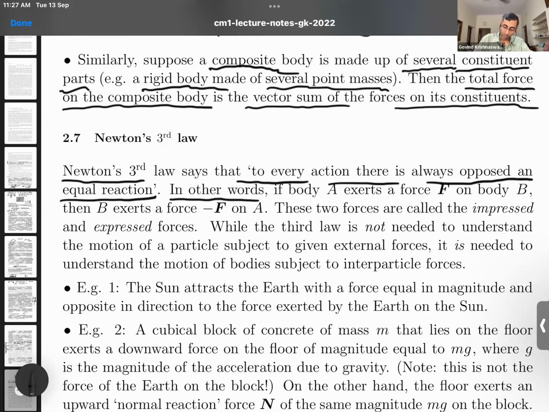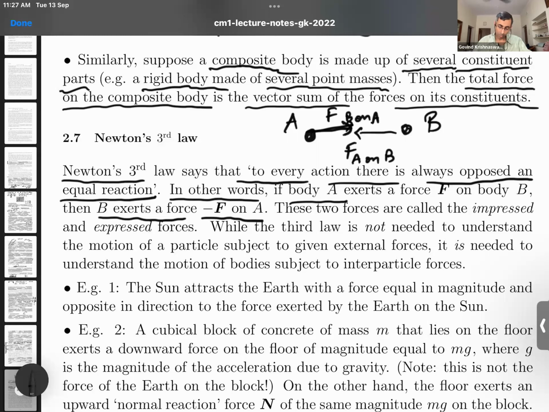In other words, if body A exerts a force on body B, so this is body A and there's a body B, and this would be the force of A on B, then B exerts a force minus F on A. So the claim is that F of B on A is the negative of F of A on B. That is what Newton's third law is saying.